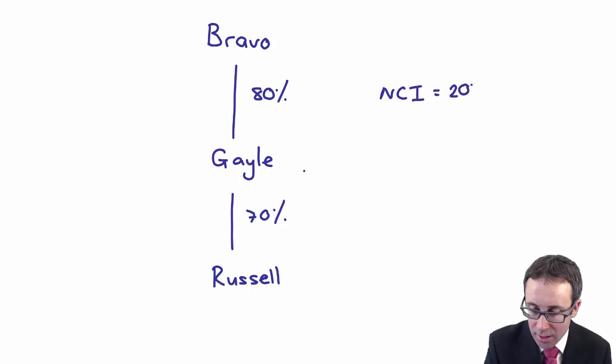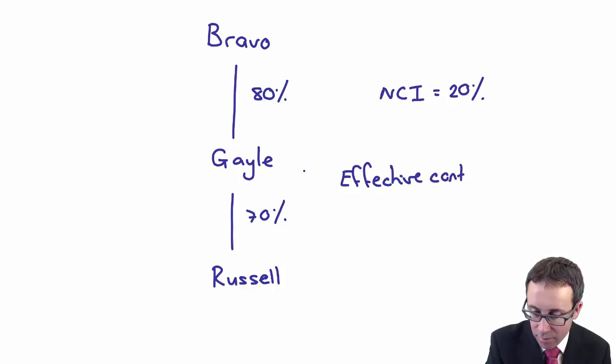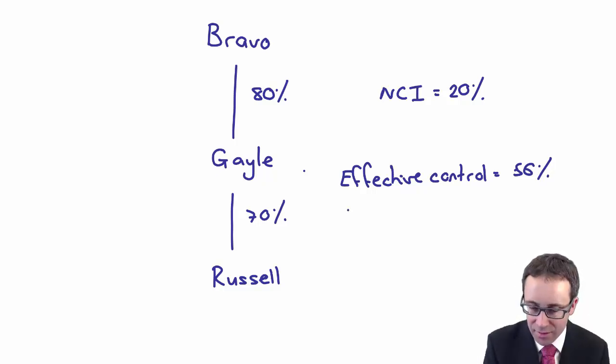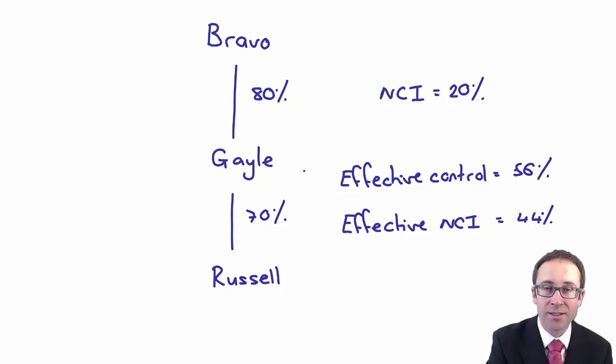Non-controlling interest there is 20%, isn't it? And then what we have here, if we look at the effective control, is that 56%, so 80% multiplied by 70% is 56%. And then your effective non-controlling interest is there at 44%, isn't it?